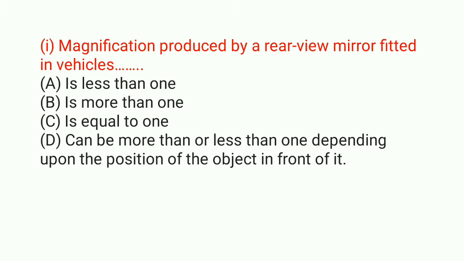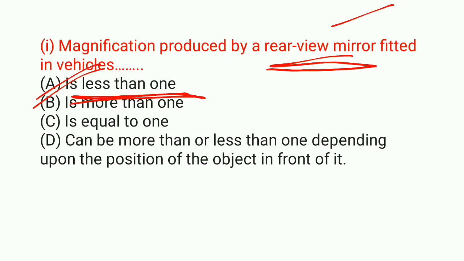First question. Magnification produced by a rear view mirror, the mirror fitted in vehicles. The rear view mirror is a convex mirror, and we know that the convex mirror always produces a virtual and erect image, and it is diminished. Diminished means the magnification is less than 1. So option A, less than 1, is the correct answer.